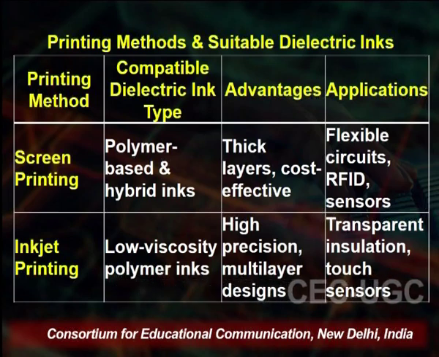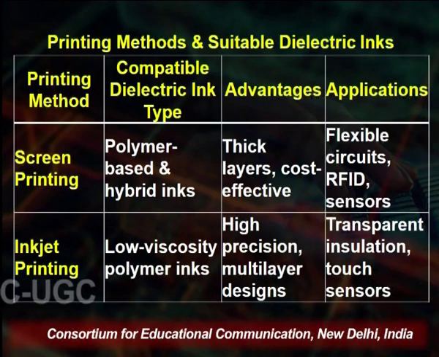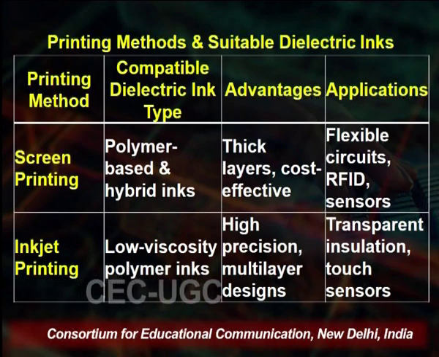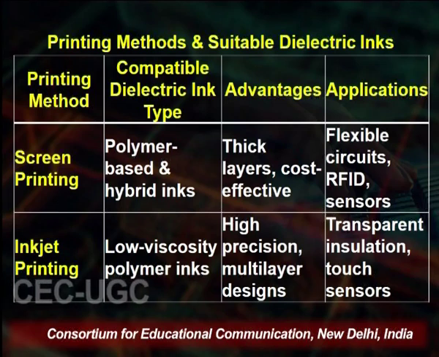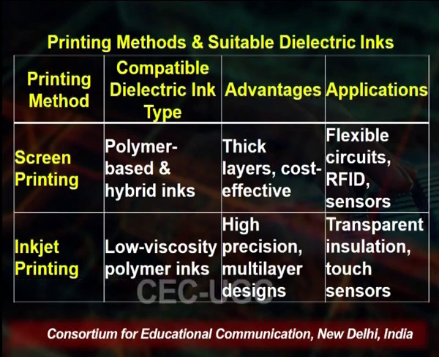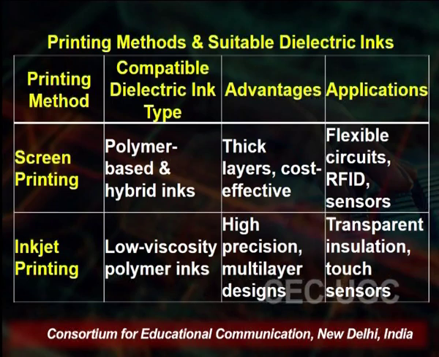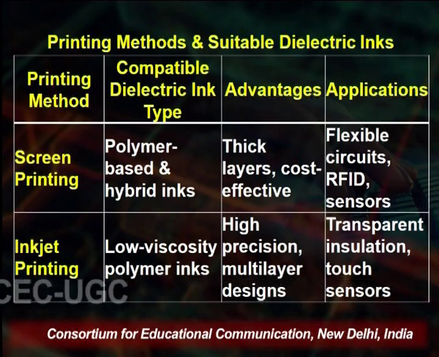Inkjet printing requires low viscosity, and polymer ink, so we can take the polymer ink for inkjet printing as it has low viscosity. We put it in the cartridge and the flow should be smooth, drop on demand, as we have seen that we have a very good flow. So in this case we have a low viscosity, and for this we use the polymer type of material.